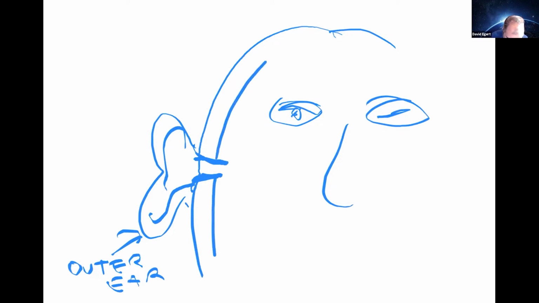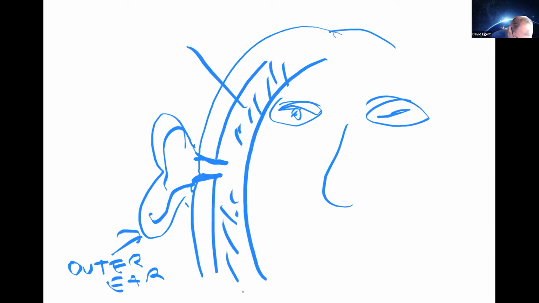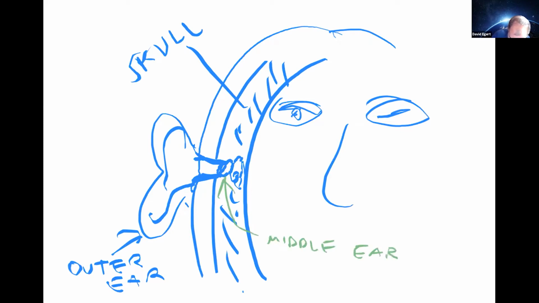Most of the interesting stuff of the ear is in the skull. So this is your skull. We're going to have the middle ear. We're going to have the inner ear. And I'll draw this in much better pictures in a second. But all this stuff that I'm going to be talking about is within the skull bone.